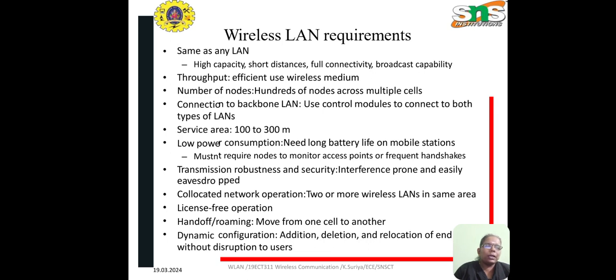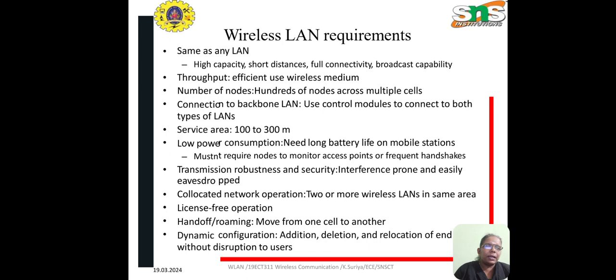Hundreds of nodes across multiple cells are present in WLAN. For the connection to the backbone LAN, it uses control modules to connect to both types of LANs. It covers a service area of 100 to 300 meters and it has very low power consumption. Because of this, it needs long battery life on mobile stations.